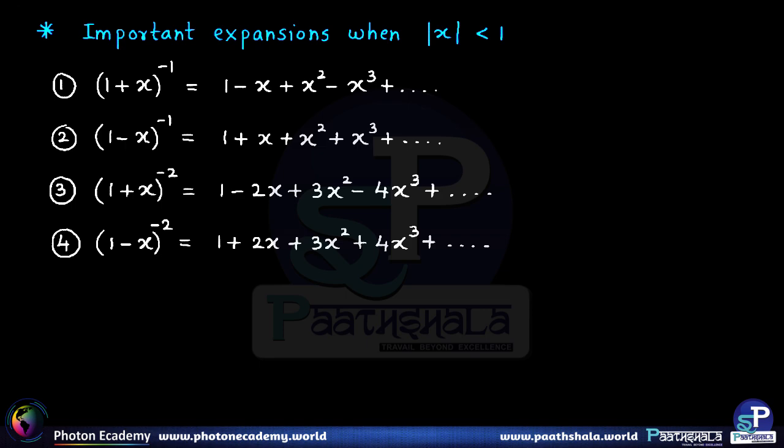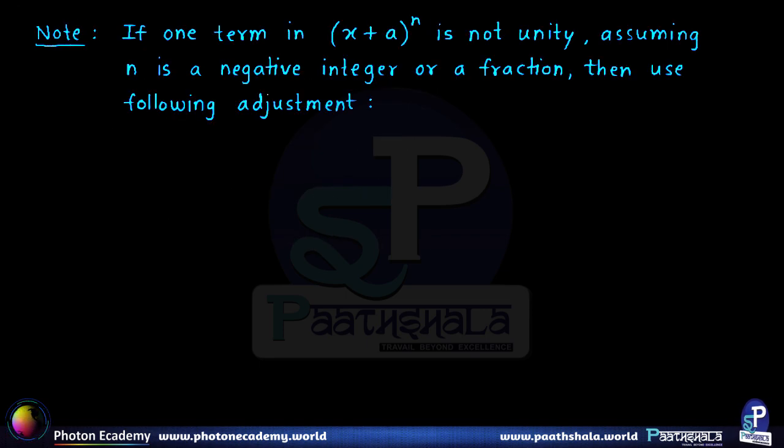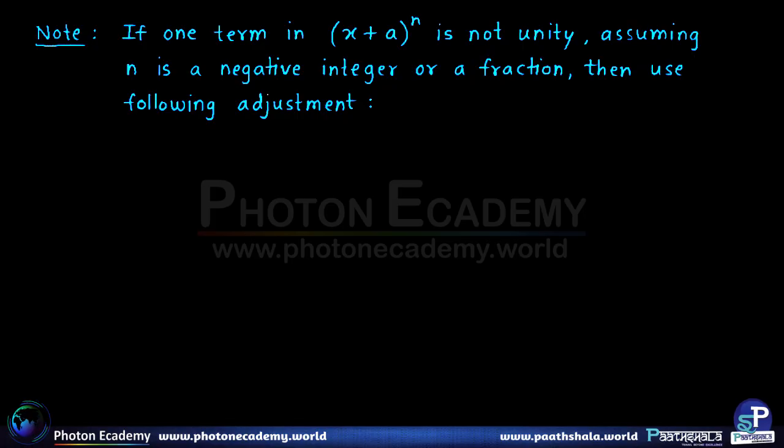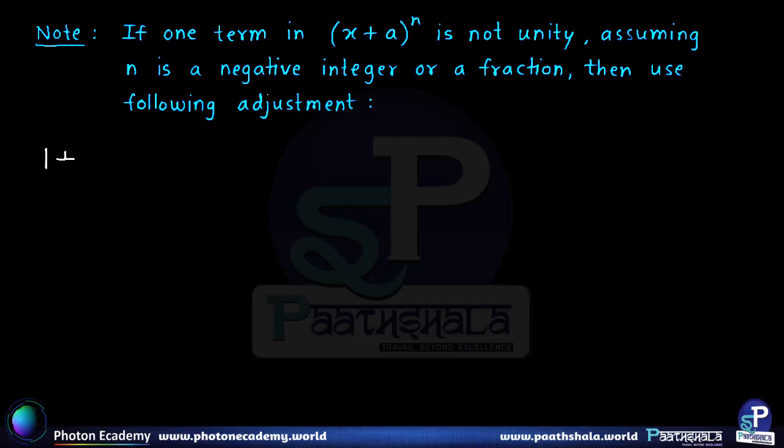Now let us see one important thing, that is, what to do if one of the terms in the given binomial is not unity. Assuming that n is a negative integer or a fraction, how can we use the binomial theorem to expand this? Because if you remember, we must have 1 as one of the terms in the binomial expansion. So if it is not 1, then how do we do it?